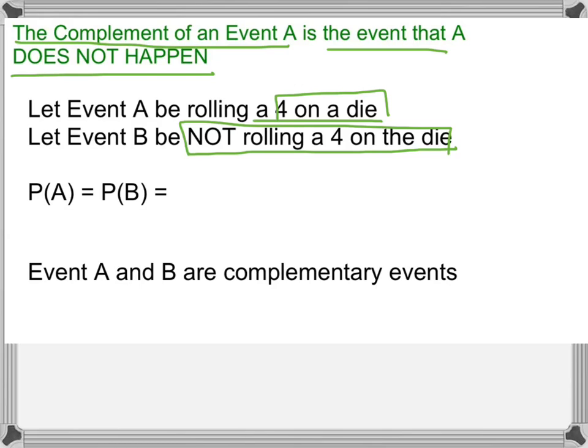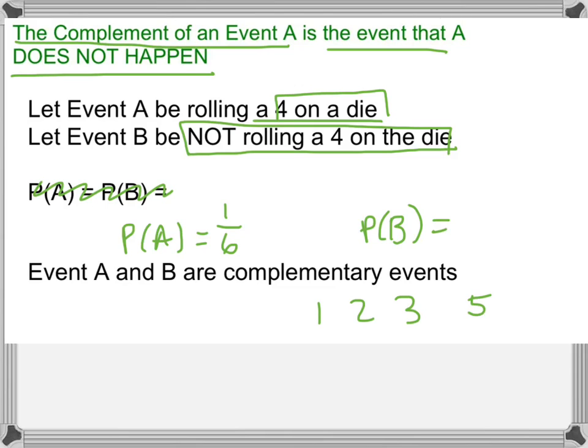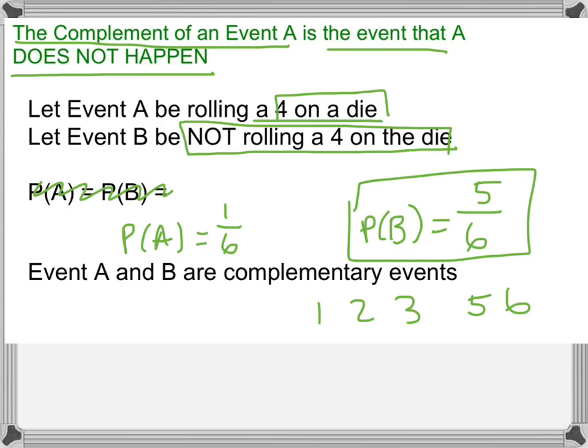Okay? Whoops, and these actually weren't supposed to be together. They're not equal to each other. The probability of A, rolling a 4 on a die: there's one side that's a 4 out of 6 possible sides. And the probability of B, not rolling a 4: well, there's 1, 2, 3, 5, and 6. Those numbers are not 4s. So there are 5 numbers that are not 4s on a die out of 6 possible numbers. Okay? So events A and B are complementary.